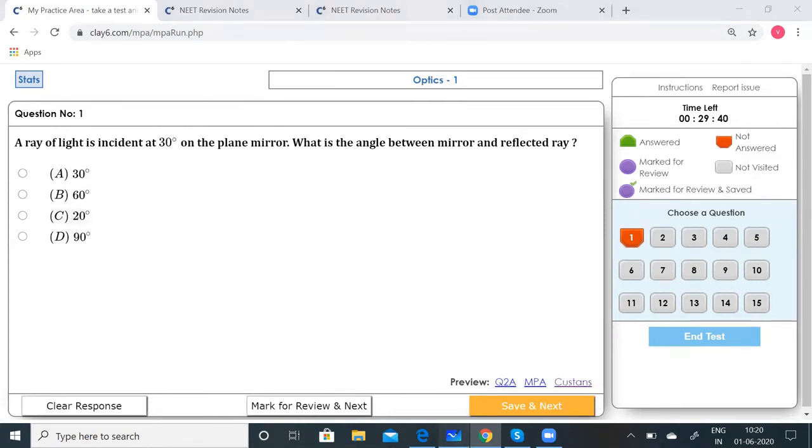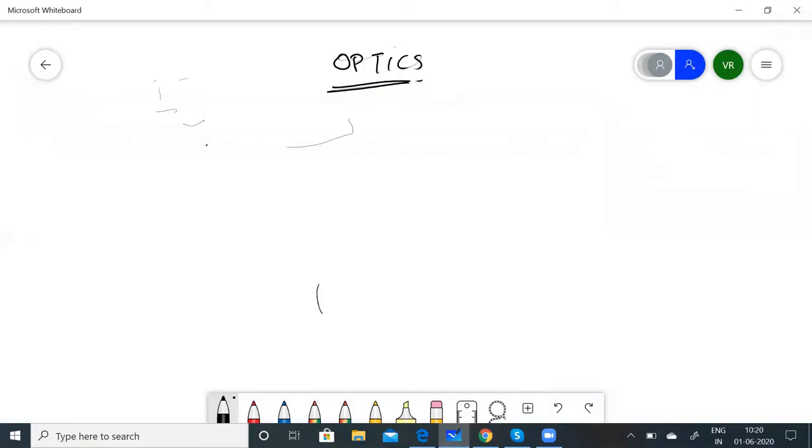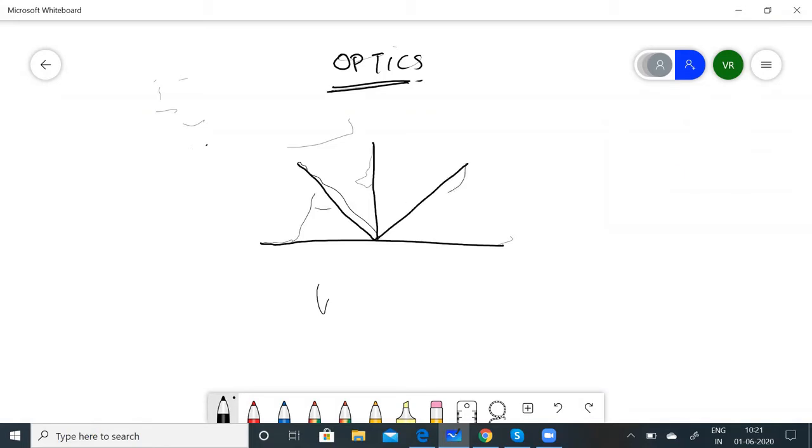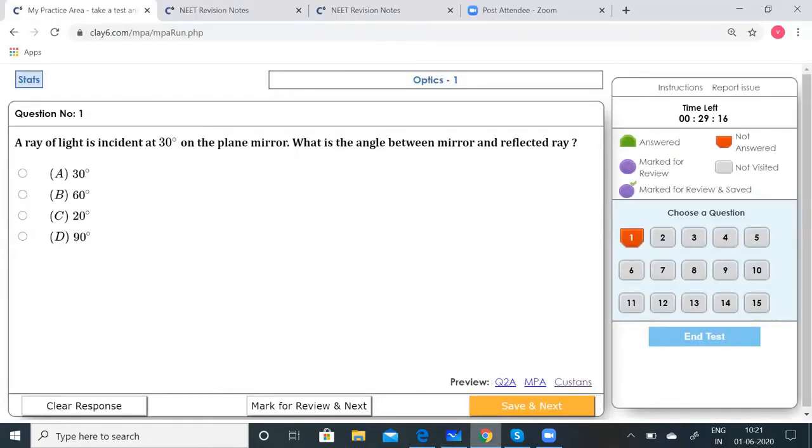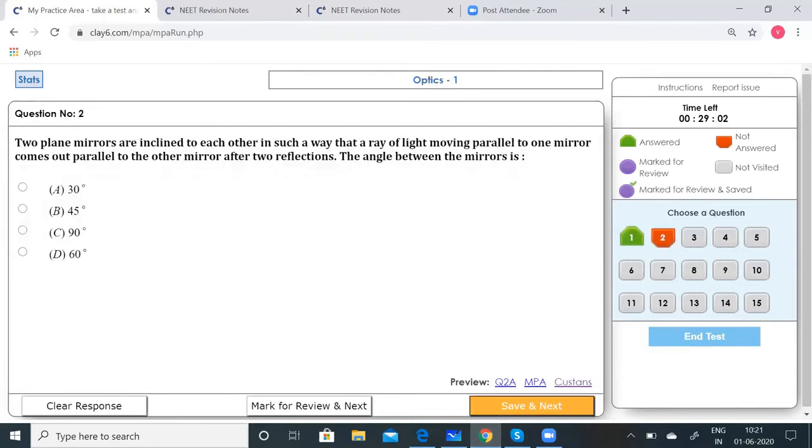All right, children, this is quite easy. Let us draw the diagram and see. So this is the plane, and that is the normal. Now this is going to be the angle of incidence, and this is the angle of refraction. So the light is incident at 30 degrees. What will be the angle between the mirror and the refracted ray? You know, sin i is equal to sin r for a reflected ray. So 30 degrees is the correct option. Go to the next.